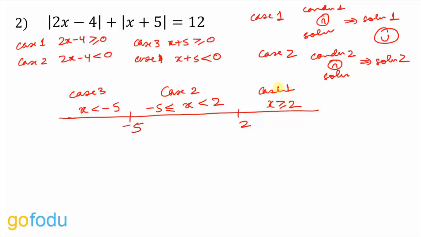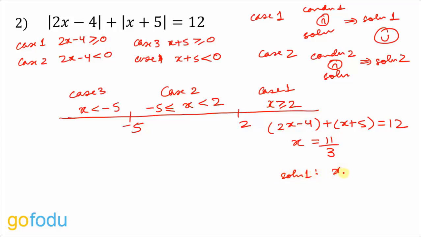Now let's take case 1. We are towards the right of 2. Both these terms are positive. So both these mod signs will open directly with positive signs. So we'll write 2x minus 4 plus x plus 5 is equal to 12. Solve this and we'll get x is equal to 11 upon 3. This is our solution. This is our condition. Take their intersection. Take intersection of x is equal to 11 by 3 with this region, x is greater than or equal to 2, and we'll get our solution 1 as x is equal to 11 by 3.